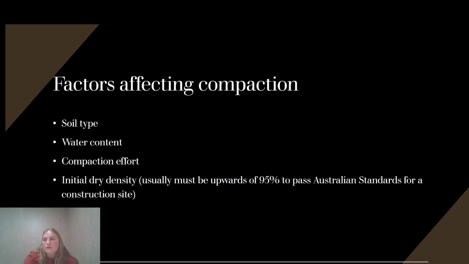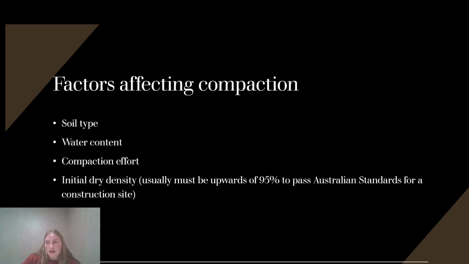There are a few factors that affect compaction of a soil, such as the soil type, water content of the soil, compaction effort, which is how much force is used when compacting the soil, and initial dry density of the soil, which is the initial amount of soil particle that is present in a specified volume. So for compaction, smaller soil particles are better and lead to greater compaction.